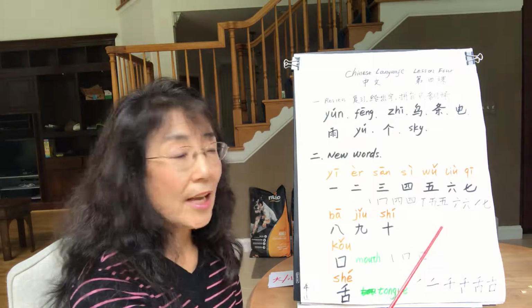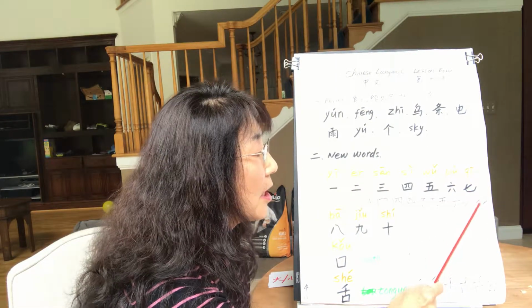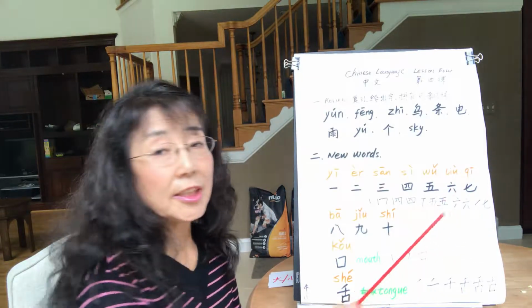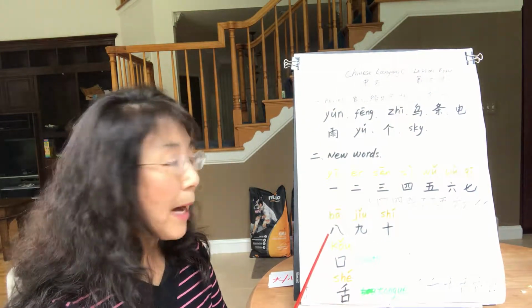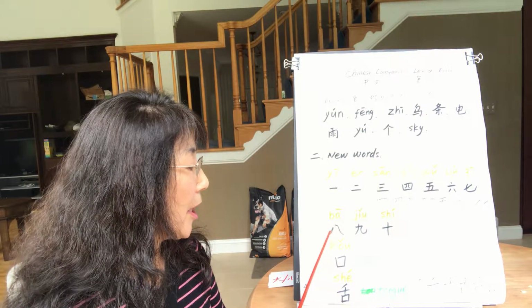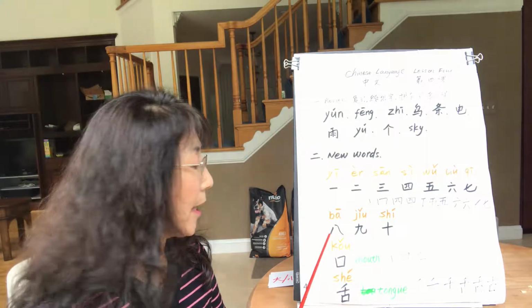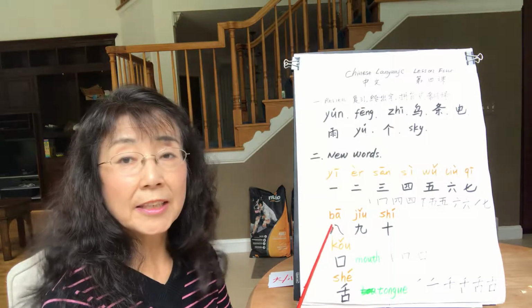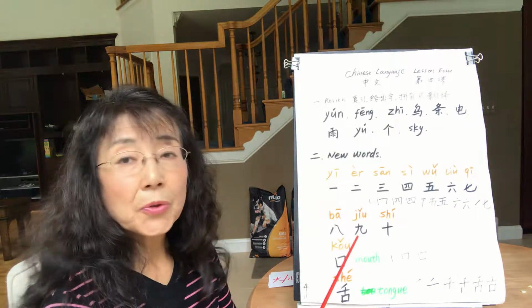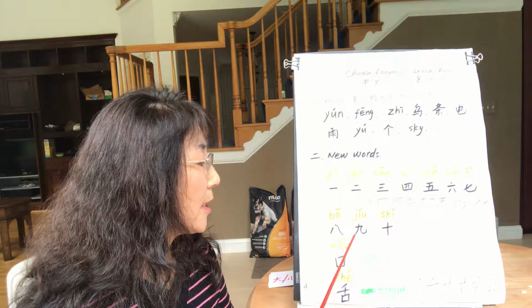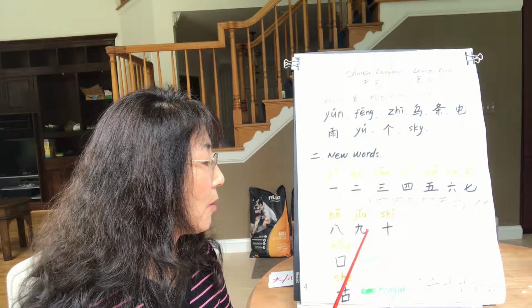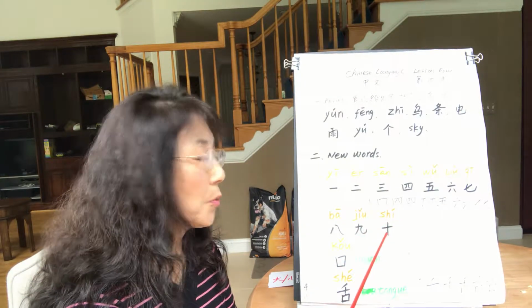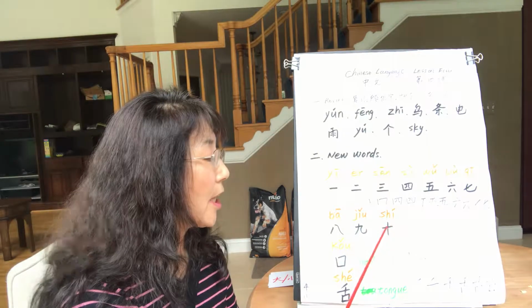Qi is seven. First heng, this heng is not really horizontal. Then shu wan gou. Qi means seven. Ba is pie, na, eight. This pie and na here don't attach. Jiu means nine. Pie, heng, heng zhe wan gou, jiu means nine. Shi, heng, shu, very simple. Shi means ten.